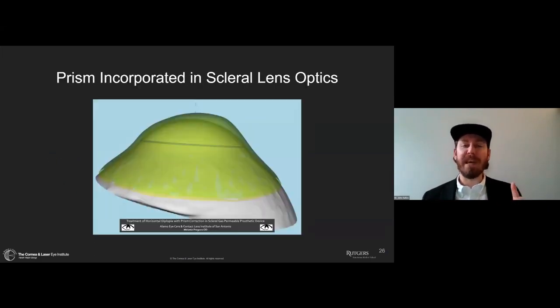Now, if we have a really well-stabilized lens, what can we do with it? Well, we can incorporate prism. This is an image from Melanie Forgozo. What you can see here is one of her patients who had horizontal diplopia and the use of a prism optic being put into the lens. This is not prism for stabilization, but prism to solve diplopia.